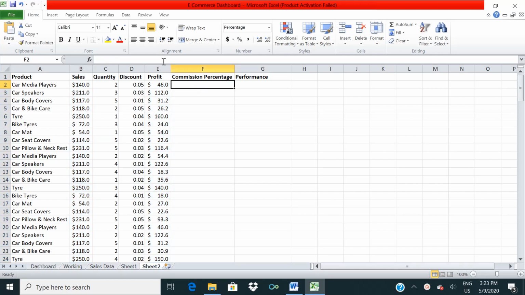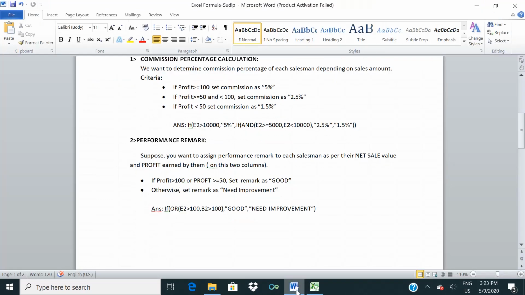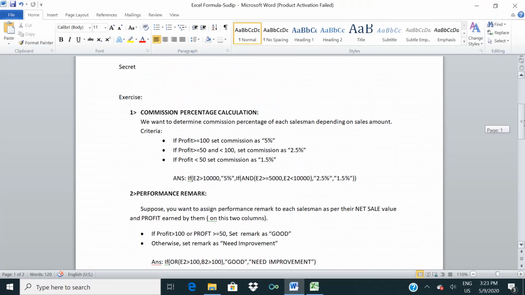So let's begin. I have written a question also here. As per our understanding, we want to determine commission percentage for each salesman depending on sale amount. If the profit is greater than 100, then commission will be 5%. If profit is within 50 and 100, then commission will be 2.5%. And if profit is less than 100, then commission will be 1.5%.